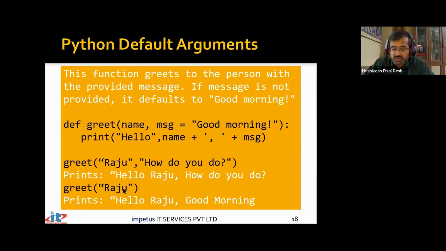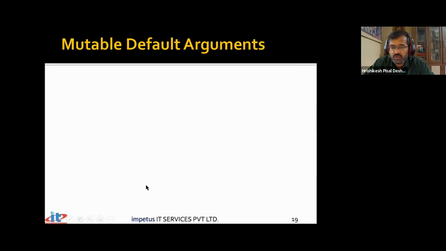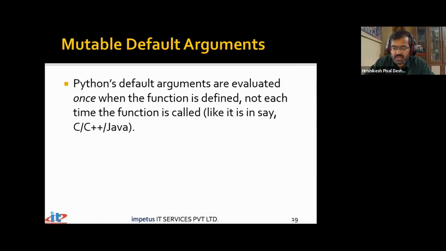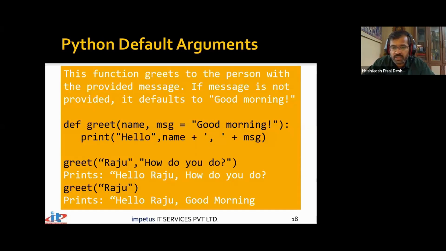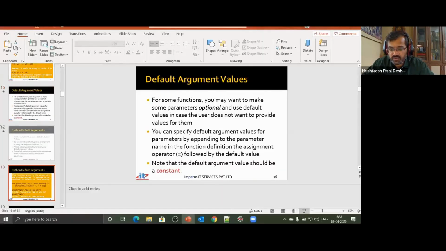But next time if I pass only Raju, so what I have passed is only the name, that is a required argument. What is missing is the message. So at that particular place, the good morning will automatically get substituted. So that's the concept of default argument. There is also something called mutable, but I'll come to this mutable default argument later. Let me give you a demonstration of this default argument first.